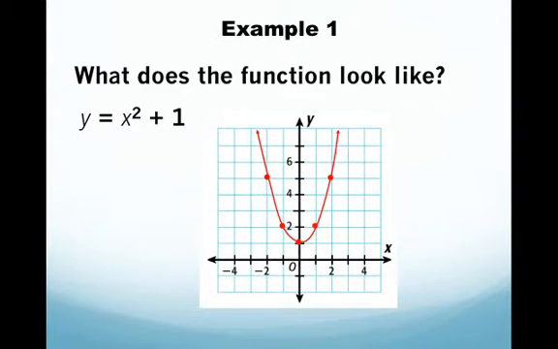This is a positive quadratic function. Again, it looks like a U or a V, and it's called a parabola. Notice that the U or V is going up because it's a positive quadratic function.